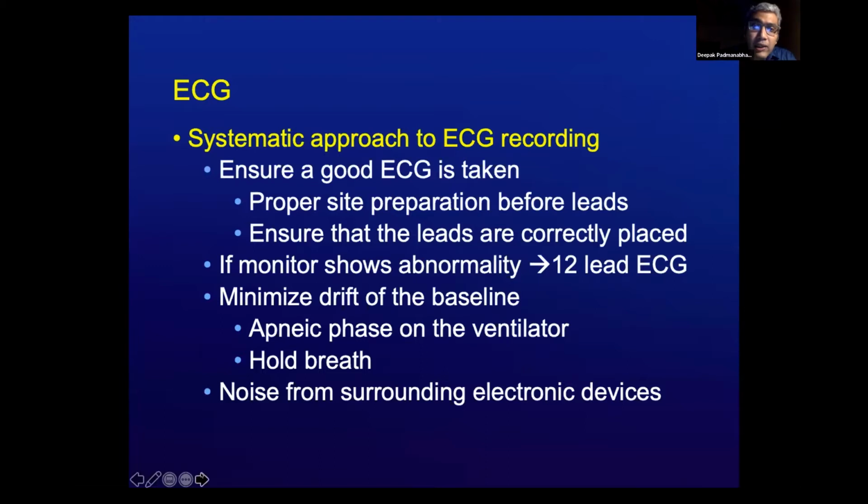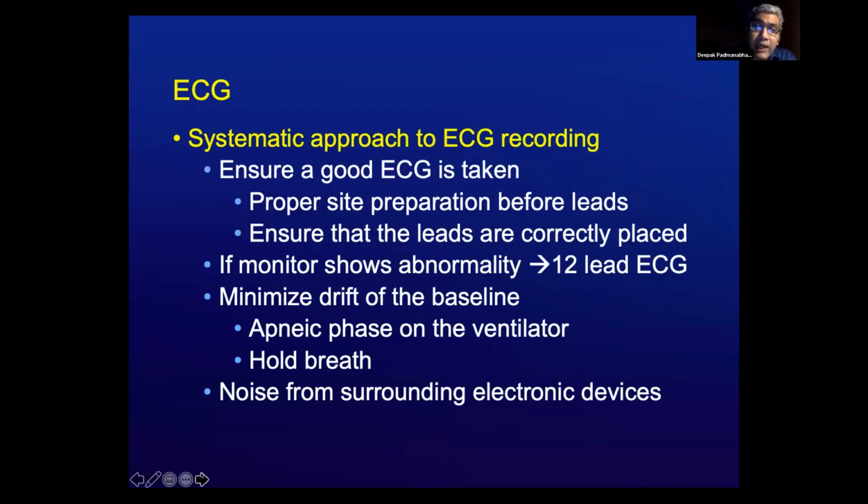If the monitor shows an abnormality, it's very important to not diagnose it off the monitor, but actually take a 12-lead ECG at that point. Filtering settings for the monitors as well as a 12-lead ECG are different, and quite often ischemia can be missed on the monitor if that is the only thing that is being used to detect it.